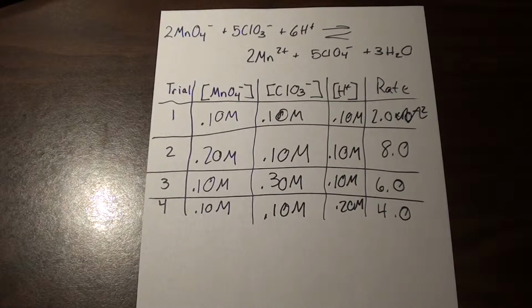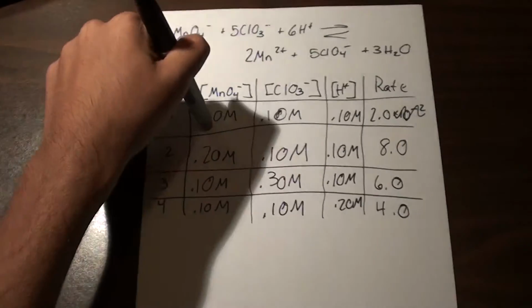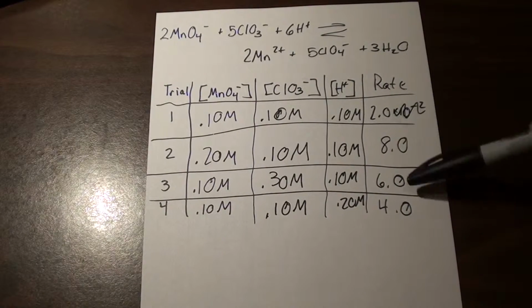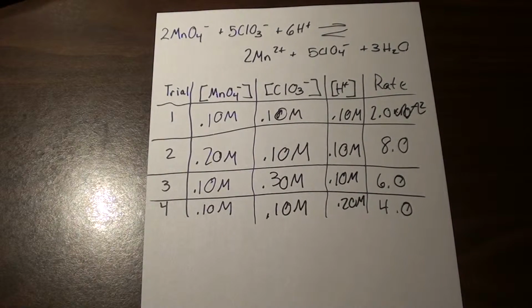So in this I'm going to put all 3 of my reactants, the permanganate, the chlorate, and the hydrogen ions, and the rates over here. To determine the order of each of our reactants, we're just going to examine how changing the initial concentrations of our reactants affects the rate of the reaction. Obviously my rates here are pretty simple. You probably won't see numbers as simple as that, but the methodology will stay the same.